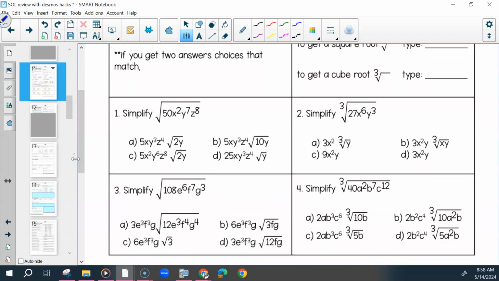So that should be in your simplifying radicals. And you can use the same Desmos hack for all of your radicals. Go ahead and type in your original. We'll type in the answer choices and see which one matches.